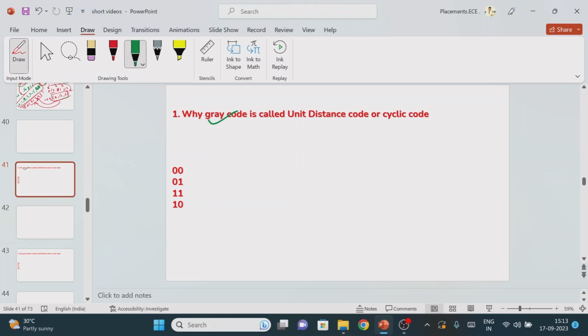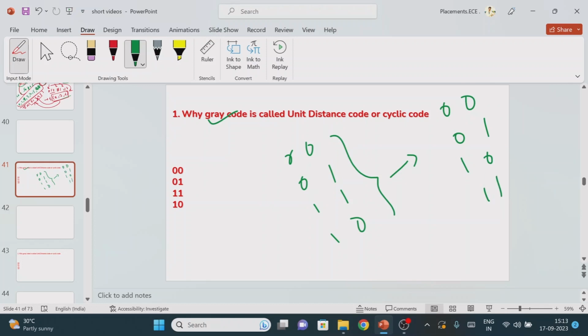So how can we find out? For example, 00, 01, 11, 10 is transmitted from the transmitter. Let us say the information 00 01 11 10 is received at the receiver side. Now what it will do is compare one value with the next value, and try to find out how many changes there are.